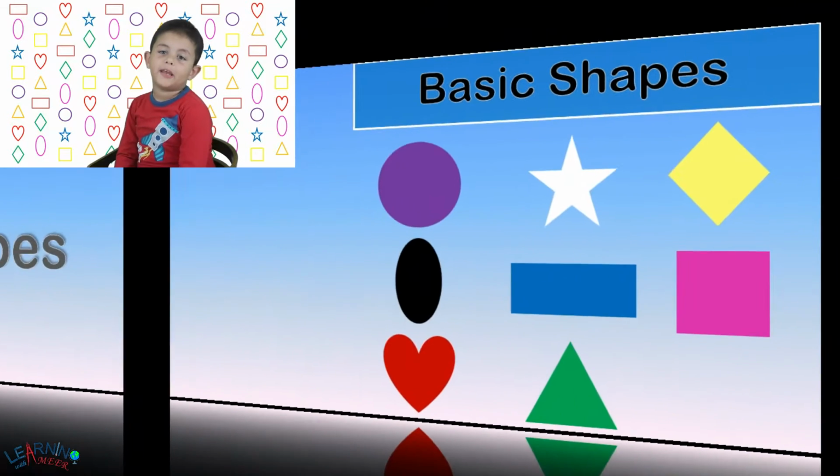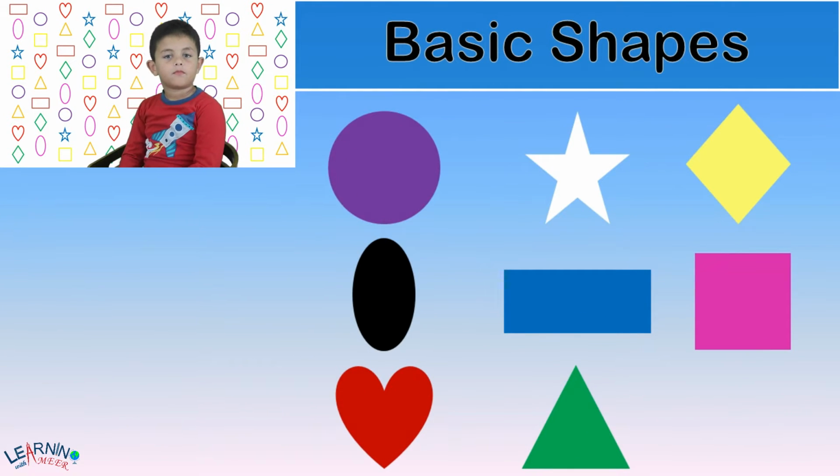Hi friends, have you noticed that things around us are of different shapes? Some are round, some have 3 sides, and some have 4, and so on. Today we will learn about some basic shapes. Here are the basic shapes: circle, star, diamond, oval, rectangle, square, heart, triangle.